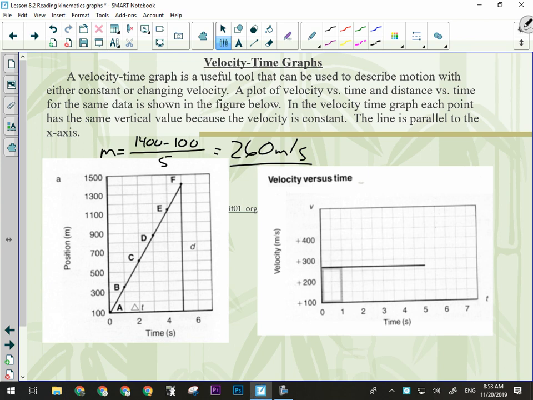But if I was to throw this graph on a unit exam as a multiple choice question, I would make the options as follows. According to this graph, what type of motion is going on? A, object not moving. B, object traveling at a constant speed. C, object accelerating. D, none of the above.